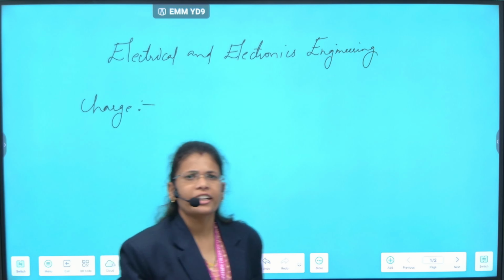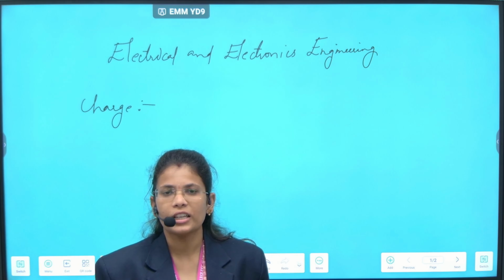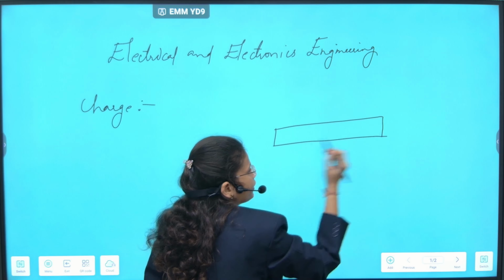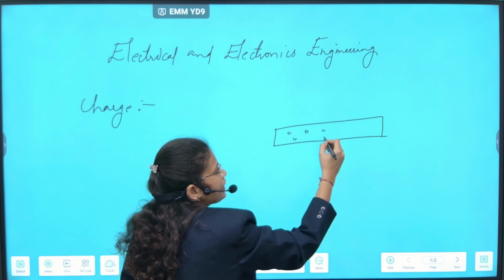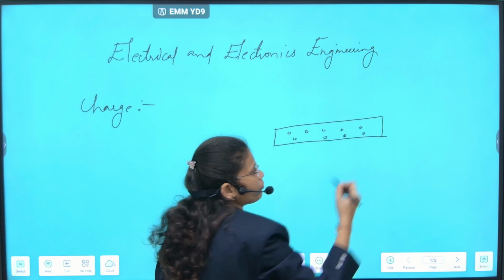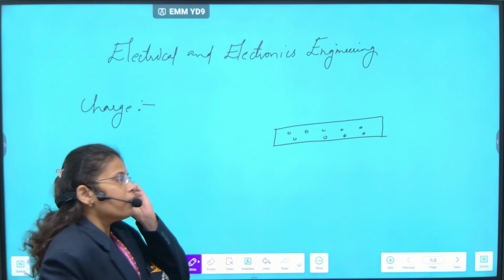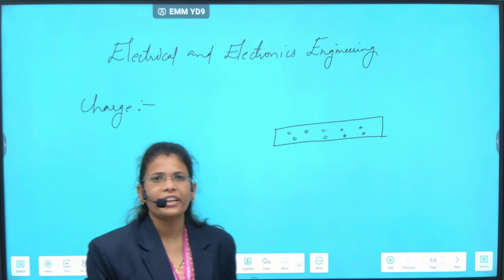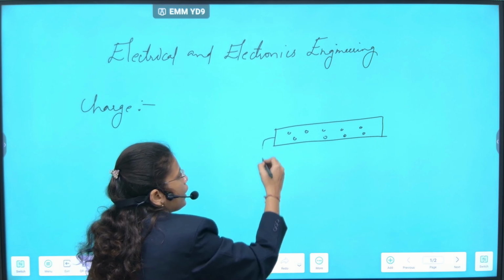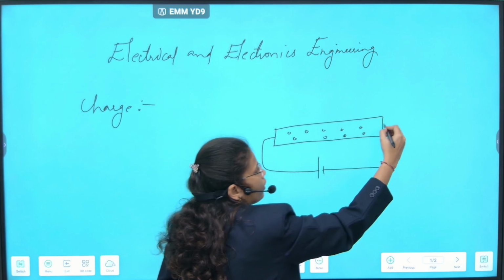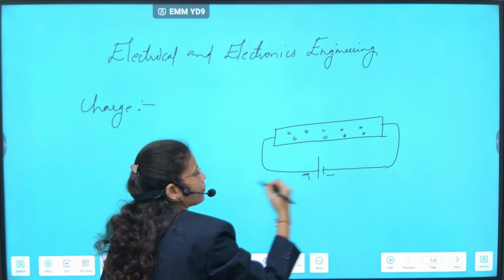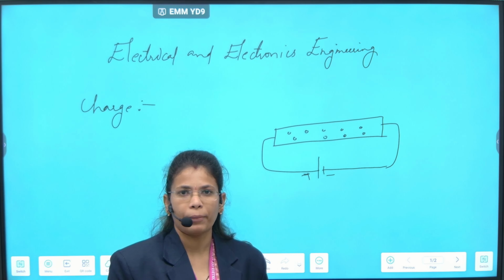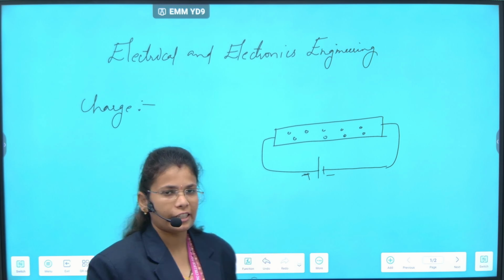A conductor is a device which allows the current to flow through it. Let us take an example. This is a conductor. A conductor has some particles inside it. We can call them electrons or charge. The particles have some ability to move or to flow when they are applied to an electrical field or magnetic field.